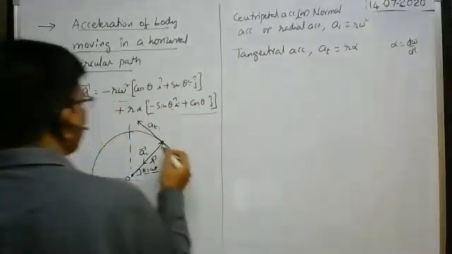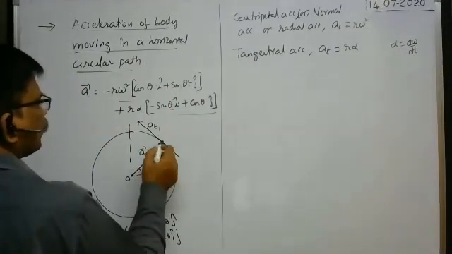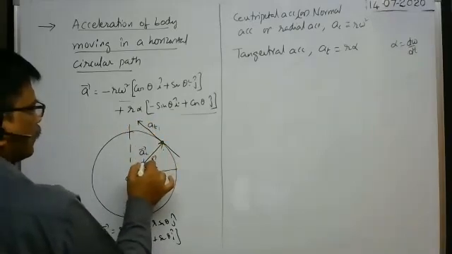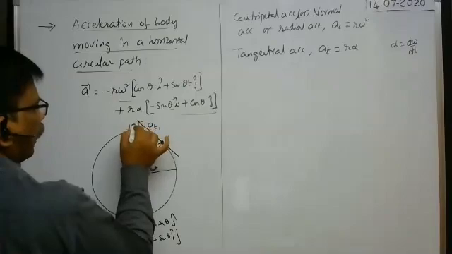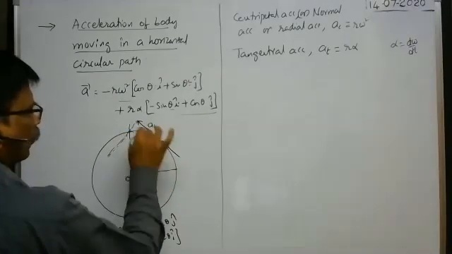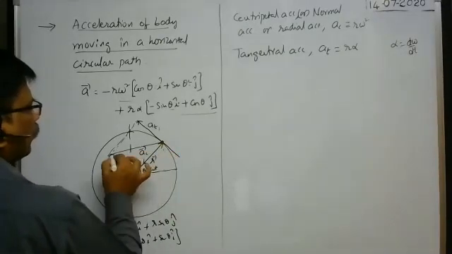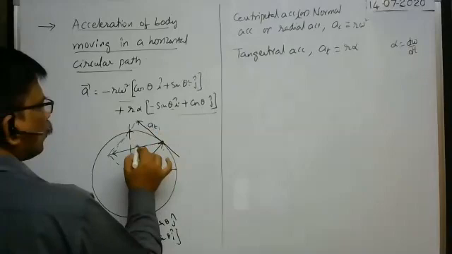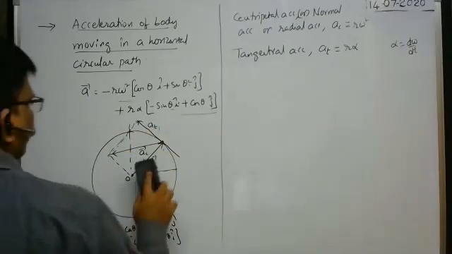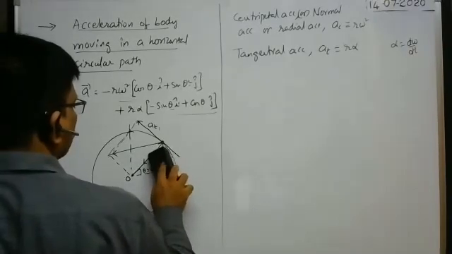Now, what is the resultant of these two? You see, centripetal acceleration in this direction, tangential acceleration in this direction. By taking these two accelerations as adjacent sides, you construct the parallelogram. Parallel to this one, you draw this line. Parallel to this one, you draw this line. So a parallelogram is constructed. The diagonal of the parallelogram gives the resultant of these two accelerations, which is called the linear acceleration of the body.